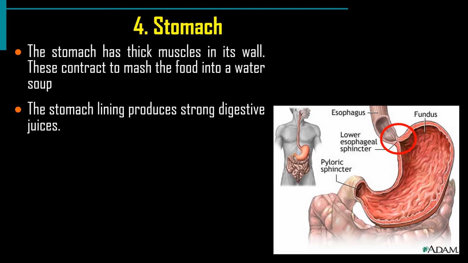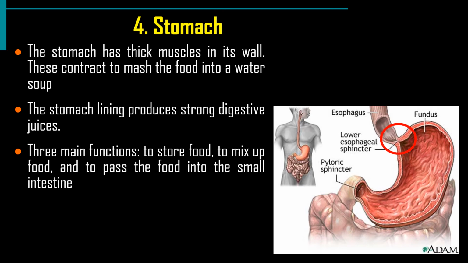The stomach lining produces strong digestive juices. Gastric glands secrete gastric juices or digestive juices. Gastric juice contains hydrochloric acid that kills bacteria taken in with the food, pepsin that breaks proteins into polypeptides, and renin, an enzyme found in the stomach of young children.